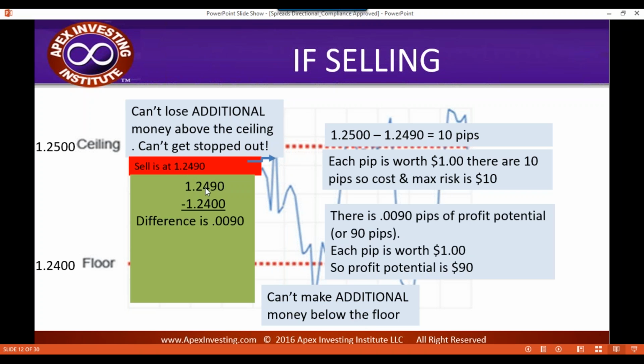So if we sell at $24.90 and the market does go all the way down to $2,400, the difference is 90 pips. So there's 90 pips of potential profit. Each pip is worth $1, so the profit potential is $90. All right, and again, even if it keeps going below the floor, we don't make additional money below the floor, but we also can't lose above the ceiling. So in this particular example, we're risking 10 pips, therefore $10, with a profit potential of 90 pips.